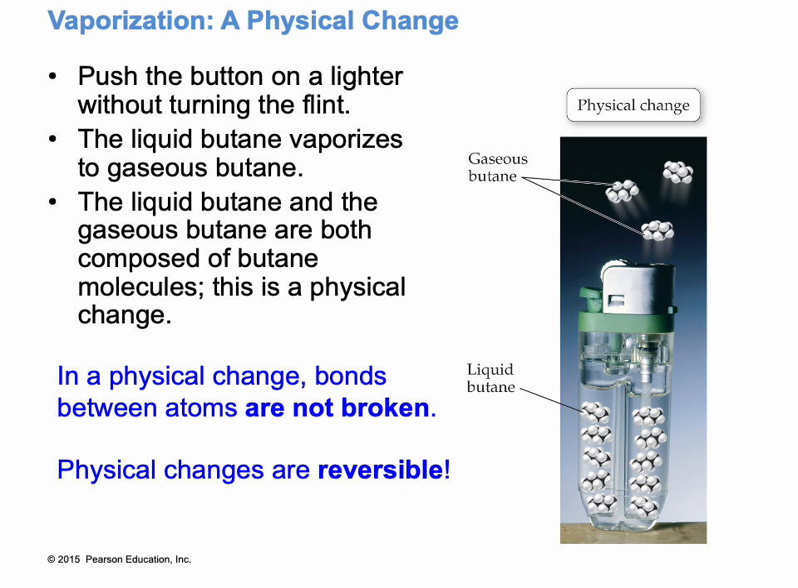So the liquid butane vaporizes to gaseous butane. The liquid butane and the gaseous butane are both composed of butane, so this is a physical change. The molecule is the same before and after, and it's reversible. In a physical change, bonds are not broken. Physical changes are reversible.